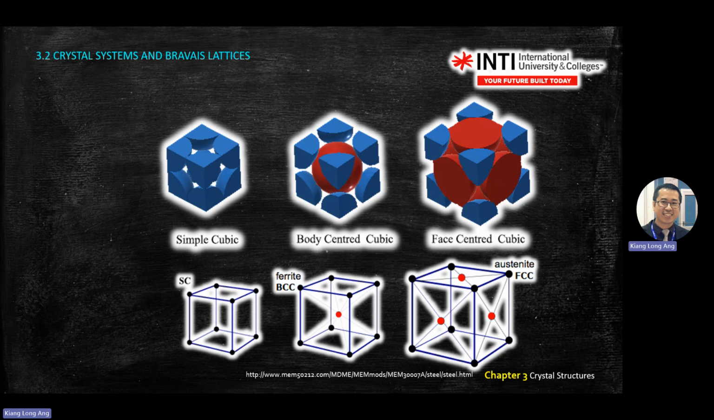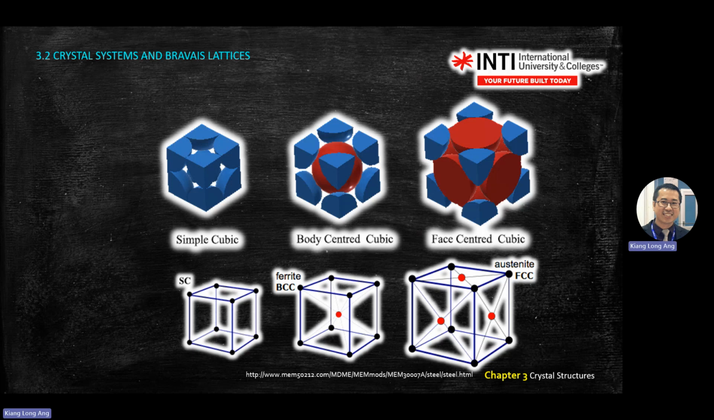The first one is called simple cubic. Simple cubic means you have 8 atoms on the cube, meaning each corner has 1 atom. That is simple cubic. Very high chances I won't ask you this simple cubic question, unless you score very weak in your test one, then I will try to help you in the final exam with simple cubic. Simple cubic means it will have 8 atoms in 1 unit cell.